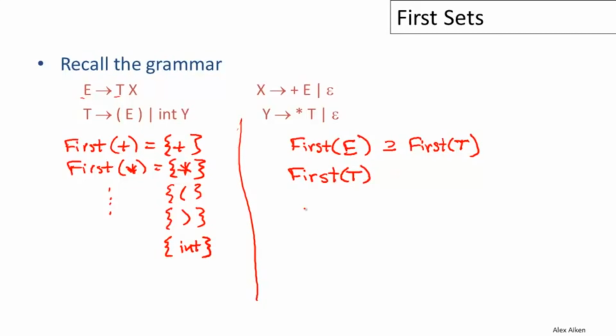Now, the first of T is actually pretty easy because if we look at the productions for T, we can see that they produce terminals in the first position. So the only possibilities in the first of T are open paren and int. Since there are only two productions for T and both of them have a terminal in the very first position, there are no other terminal symbols that could be produced in the first position by T. So we can just read off the first of T directly from the grammar, and it's the open paren and int.